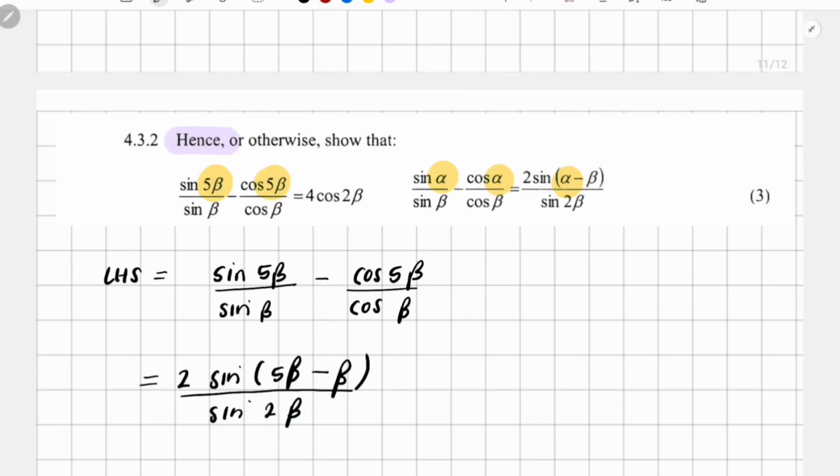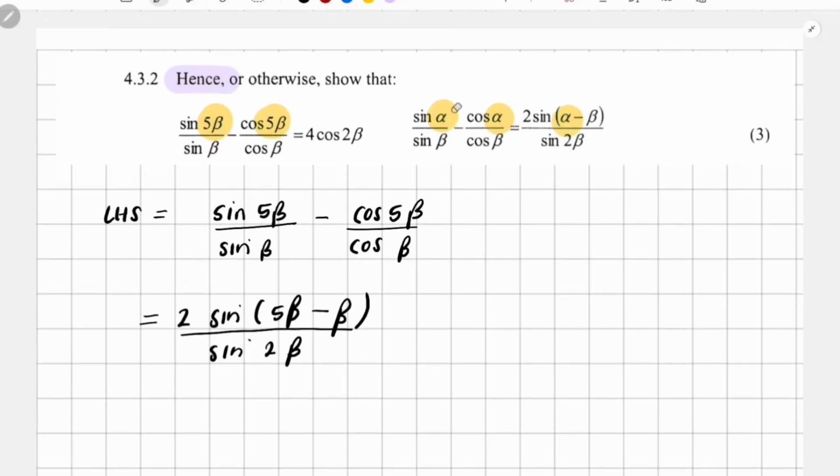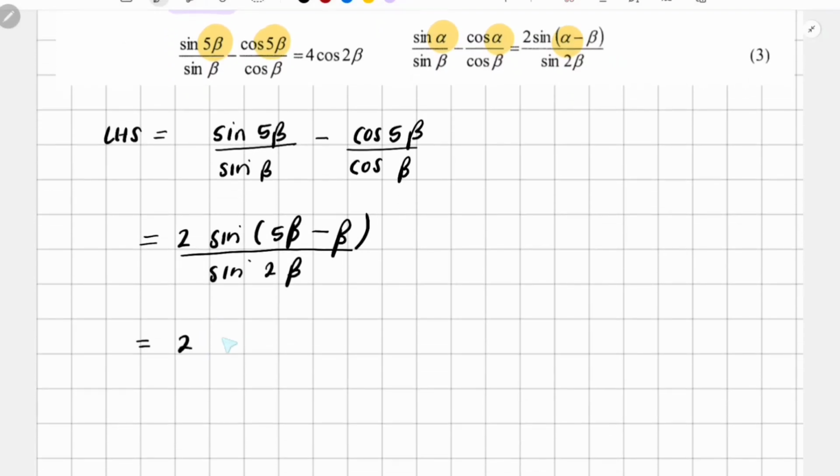So you don't have to go do all of that from scratch again. We already knew how to simplify this one, so we're just using whatever rule we used here to simplify this. Now looking at this, you see 5 beta minus beta, those are like terms. So we have 2 sine of 5 beta minus beta, which is 4 beta, over sine 2 beta.